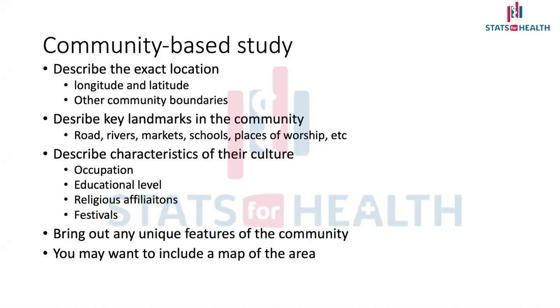There are some landmarks in the community that would help someone looking for the area to be able to find it. Sometimes you may want to use other neighboring communities around that community as a form of direction or location. But you must be able to describe the name and the location of that community. If you have key landmarks like a road network, rivers, markets, schools, or places of worship, those are things that people can relate to within the community.